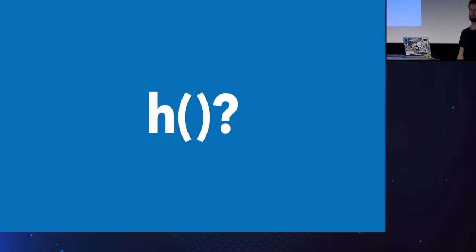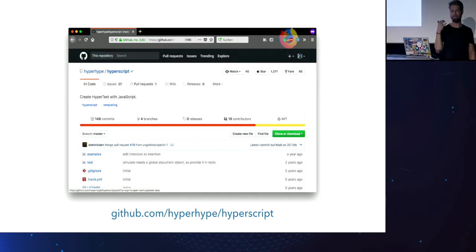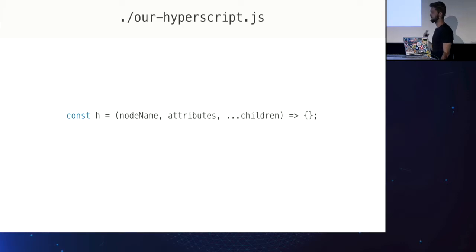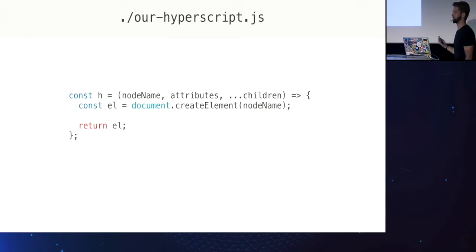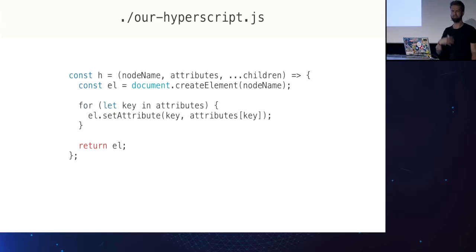But why H, right? What is this H? H itself first appeared in a project called Hyperscript. This was one of the first approaches to writing declarative UI. So let's have a look at how this started. This is the H function, and it accepts a node name, attributes, and children. Then we create elements depending on the node name, right? This could be div, span, h1. Then we iterate over all the attributes. So this is an object.